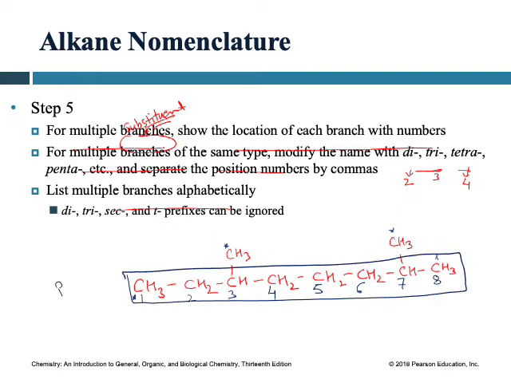This is my parent chain, right? Parent chain is the longest carbon chain. So we already figured it out. The second thing is, once you figure out the parent chain, you have to figure out what your substituent or branch is.